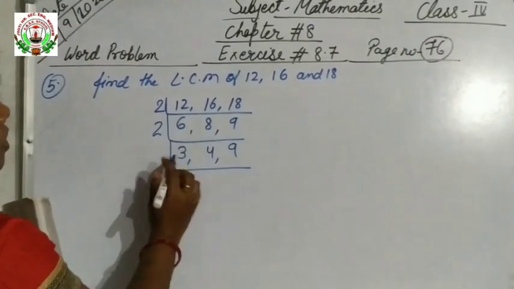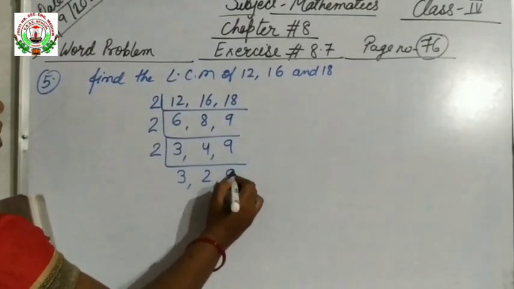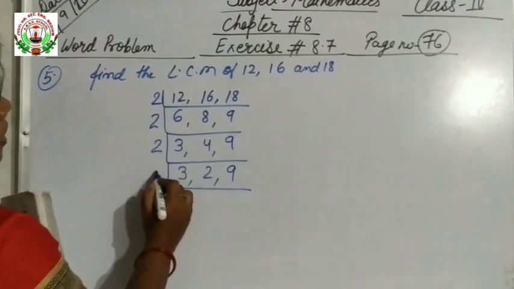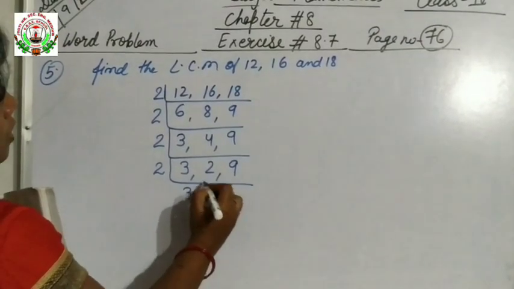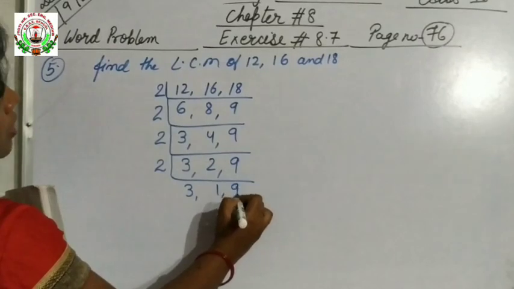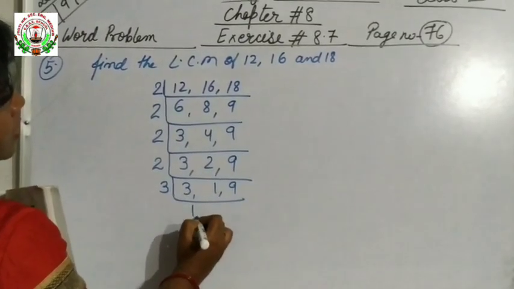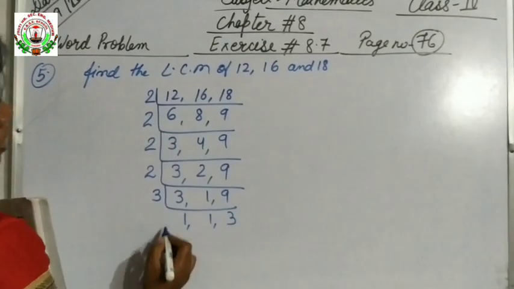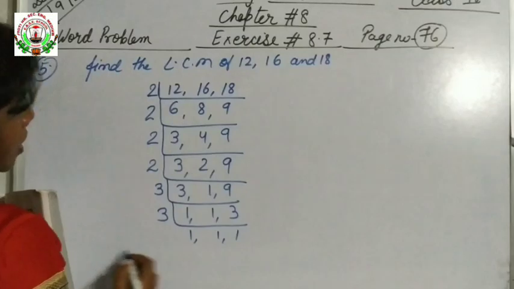Now again 4 is divisible by 2, so we will take 2. 2 2 is 4 and 3 and 9 as it is you will write. Next again this 2 is divisible by 2, 3 as it is you will write. 2 1 is 2 and this 9. Now 3 and 9 is divisible by 3. 3 1 is 3, then 3 3 is 9. Again this 3 is divisible by 3. So 3 1 is 3.